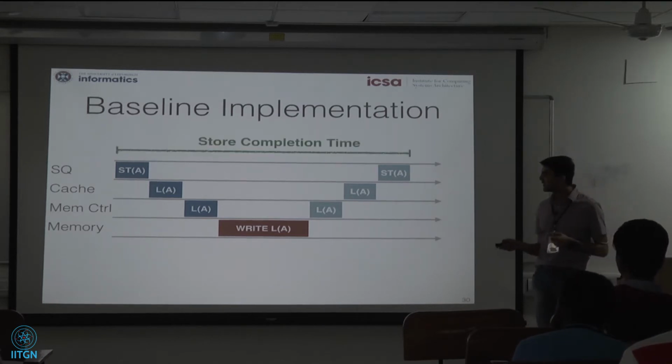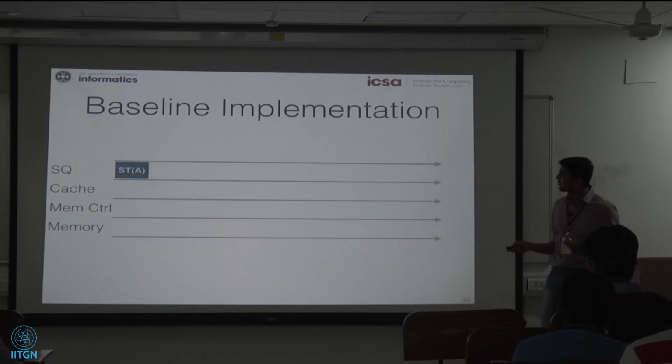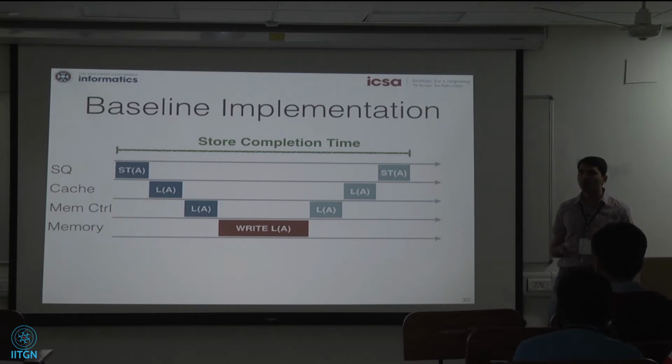Now, if you look at this, store completion time includes this write latency to memory in the critical path. So each store request will have to go through this relatively long latency of writing to NVM, which will eventually fill up the store queue. So even though stores are out of the critical path of typical applications, if your application requires atomic durability, your store queue will fill up and it will stall the processor pipeline, thus again degrading the performance.